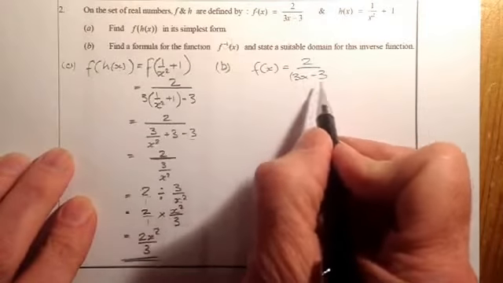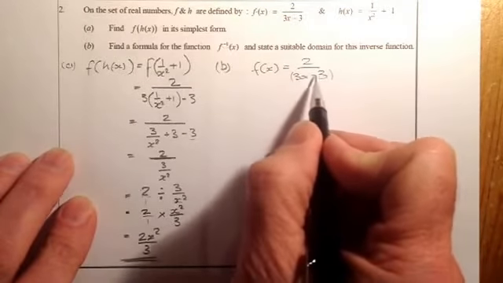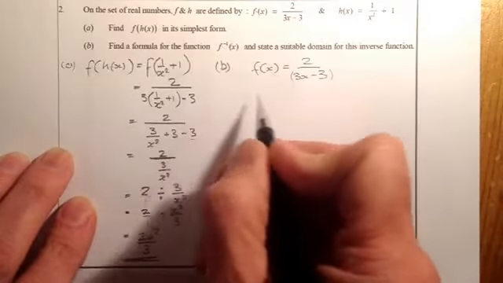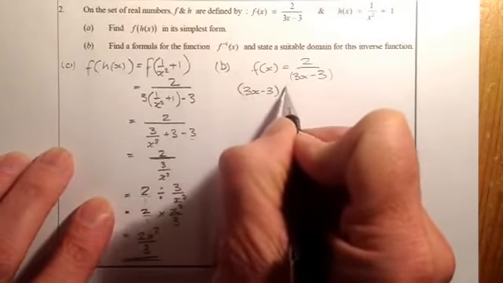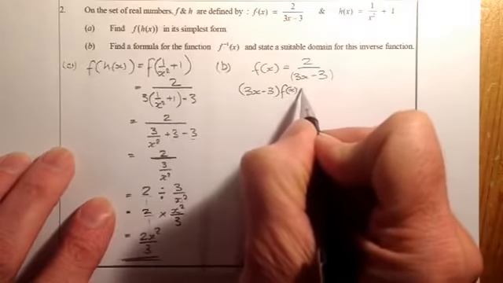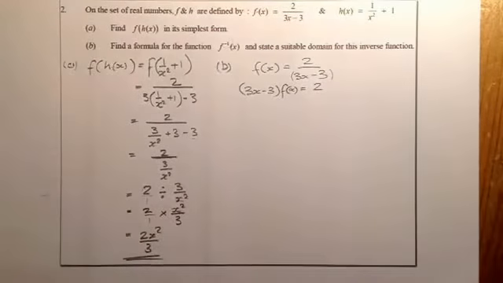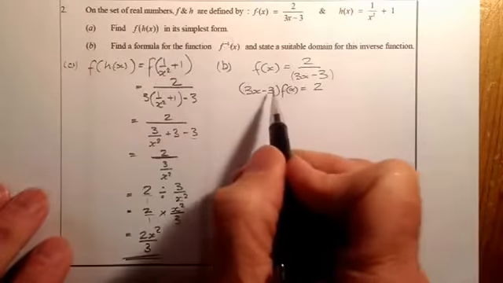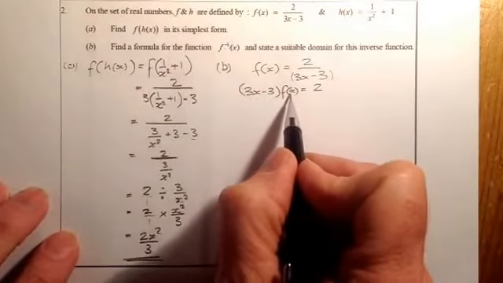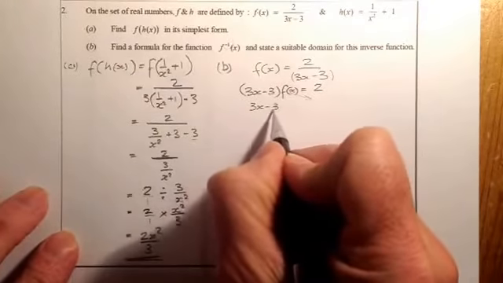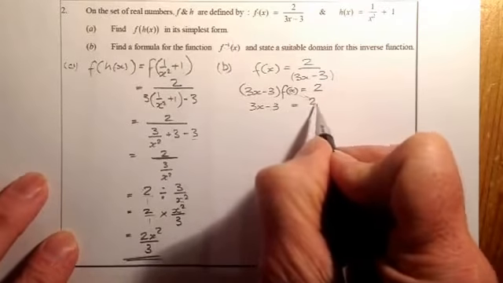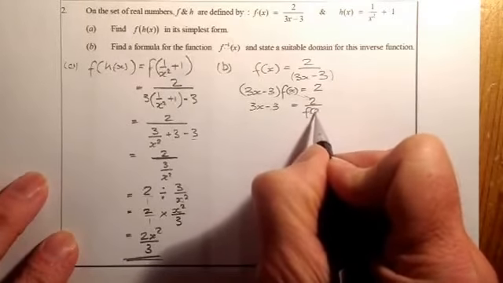So what I'm going to do is consider that as a bracketed term, and I'm going to multiply that up on this side here. So I've got 3x minus 3, and what I'm multiplying it by is that f of x bit, and that equals 2. Right, I'm now going to try and get the x on its own, so I'm going to bring that down to the bottom over there. So I've got 3x minus 3 is equal to 2 all over f of x.